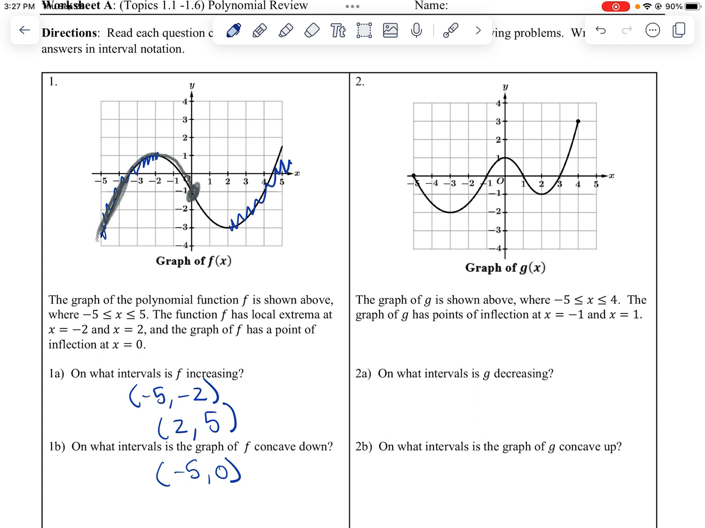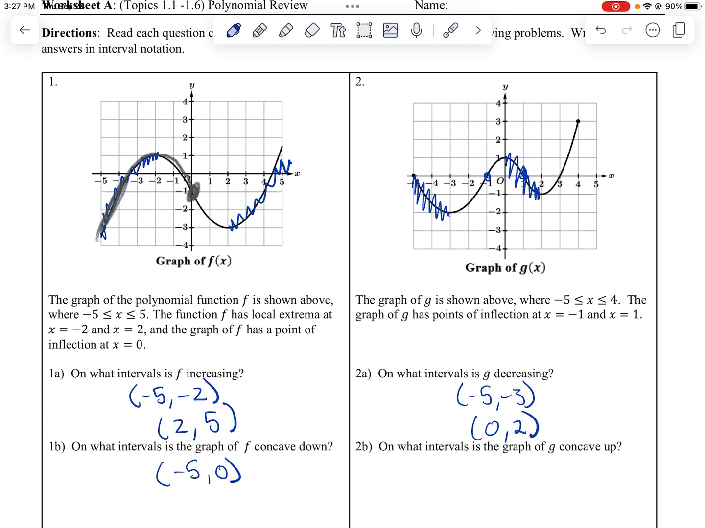So here's another graph. Points of inflection at -1 and +1. Where is it decreasing? So where is it going down? So it's going down, and then it's going down right here. So from -5 to -3, and then from 0 to 2.